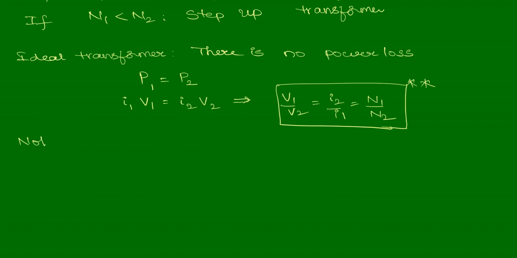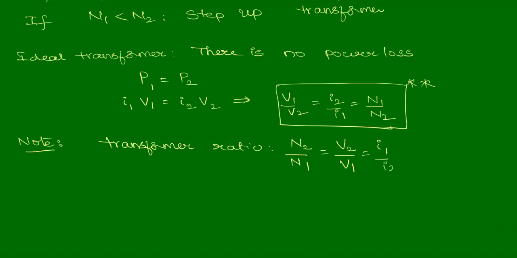And here you have to remember one key point. If they give a terminology called turn ratio or transformer ratio, you have to take the number of turns in the secondary to the number of turns in the primary, which will be equal to the voltage in the secondary to the voltage in the primary, or I1 by I2. Whenever they mention the statement transformer ratio, you have to take that equation like this.